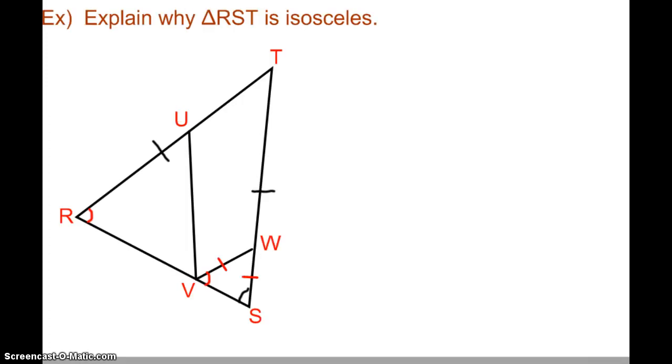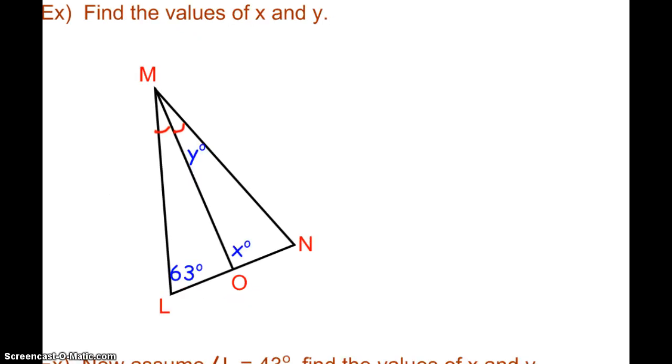This example: find triangle RST, the big triangle RST. Why is that isosceles? Well, looking at this little triangle, VWS, that's isosceles, therefore the base angles are congruent. But these two, R and S, are congruent, making the sides RT and TS congruent. So we have two congruent sides. We have an isosceles triangle.